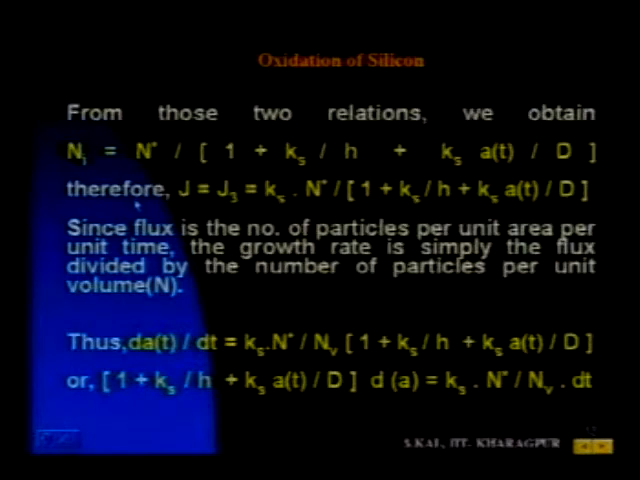Again, we write J equal to J3, J3 equal to Ks into how much? What is the J3 expression? Yeah. Now, this Ni value is here, Ks into Ni. So, this Ni value you put it here, Ks into Ni. Since flux is the number of particles per unit area per unit time, the growth rate is simply the flux divided by the number of particles per unit volume.